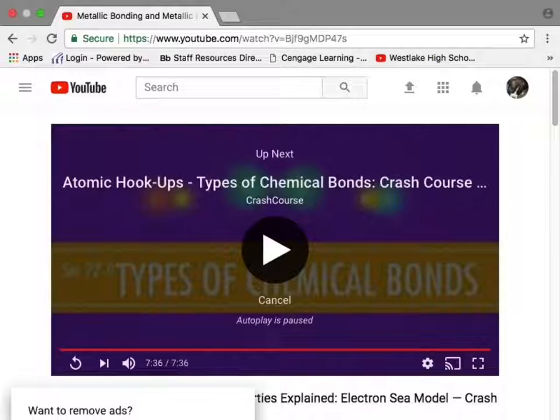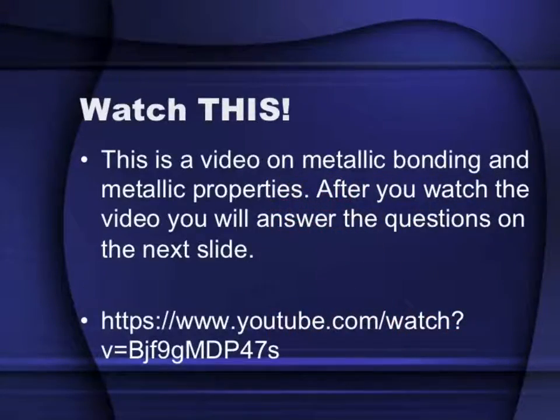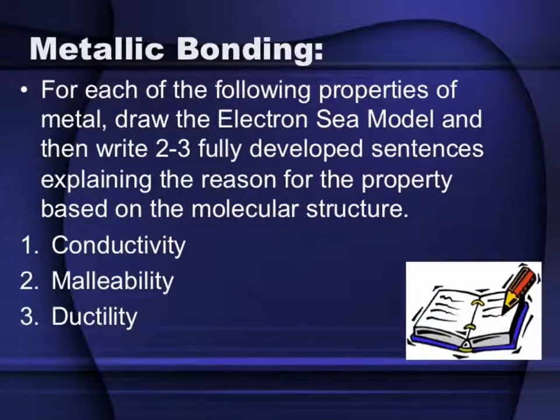Okay. So what you need to do now is the following. In your notes, for each of these properties, you need to draw the electron sea and write 2 to 3 fully developed sentences explaining the reason for the conductivity. Explain what's going on for the malleability and what's going on in ductility. And then we are going to discuss that. So I'm going to give you guys about 7 minutes to work on that, and then we're going to discuss it.